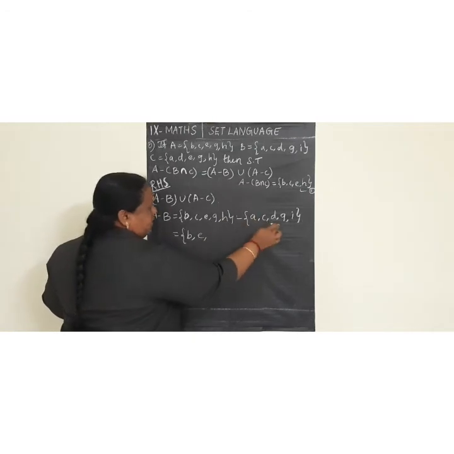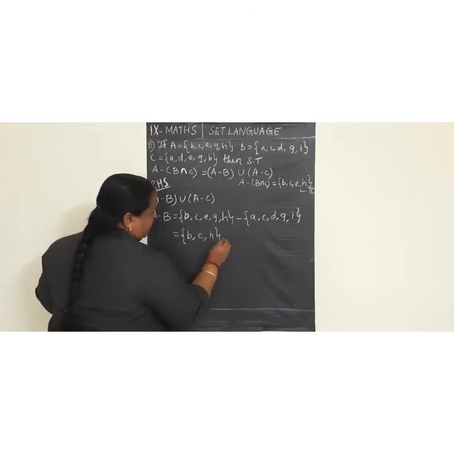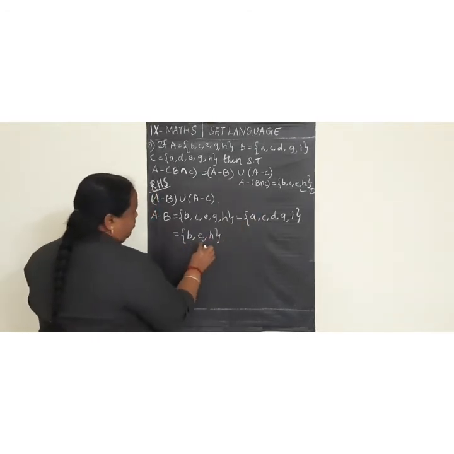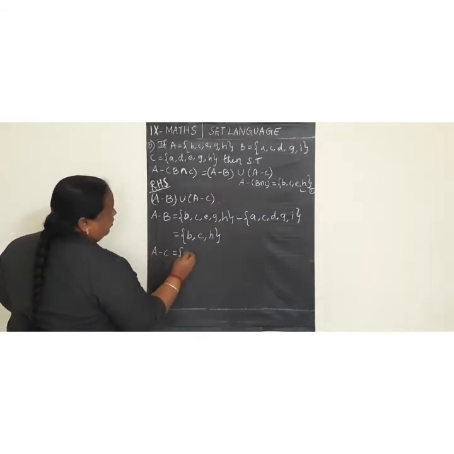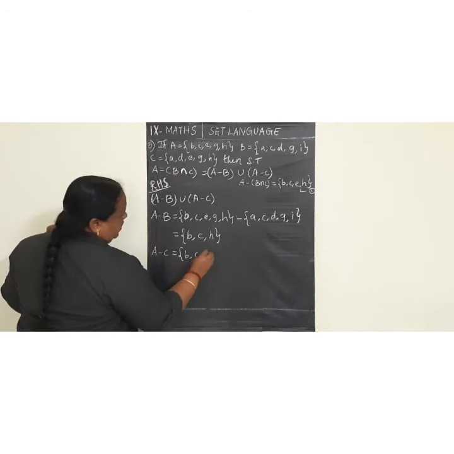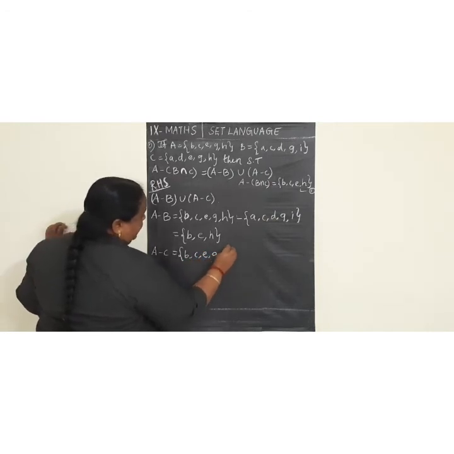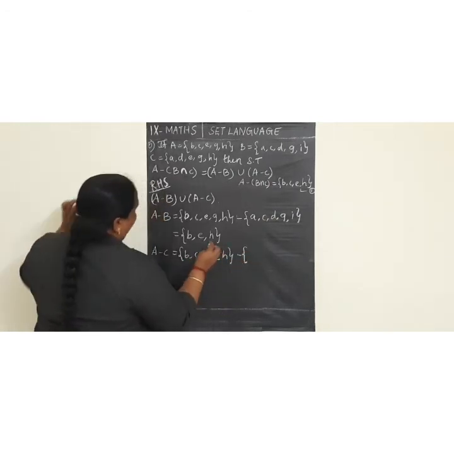Next element is H. H is not present there, so we have to write H. A minus B is equal to B, E, H. Next we have to find A minus C is equal to A, B, C, E, G, H minus C.